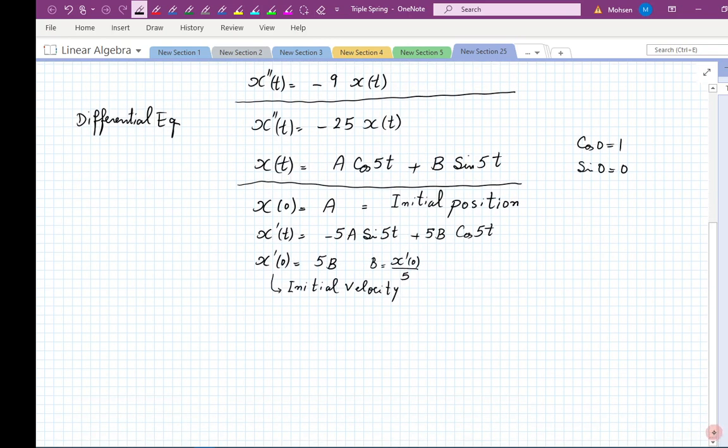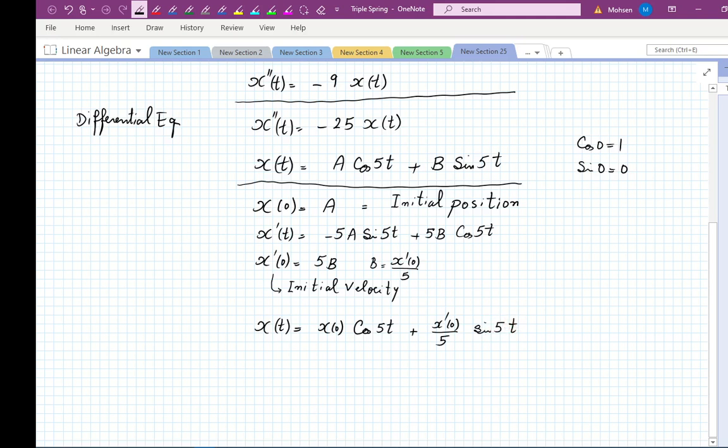So putting everything back together, my x of t, instead of a, I have to write x0, my initial position, times cosine of 5t, and then instead of b, I have to write x prime of 0 divided by 5 times sine of 5t.